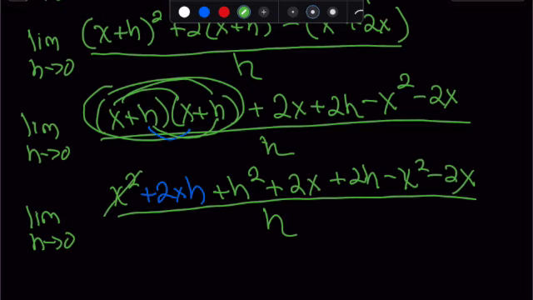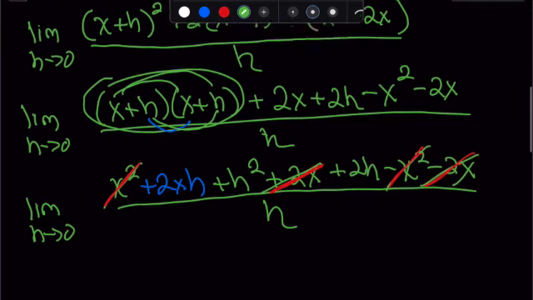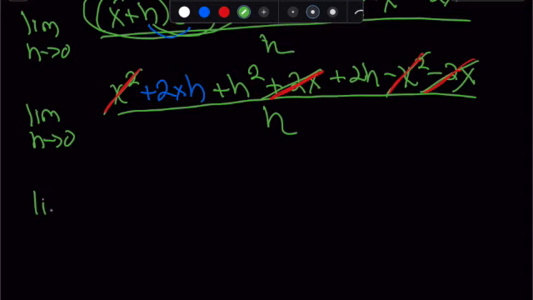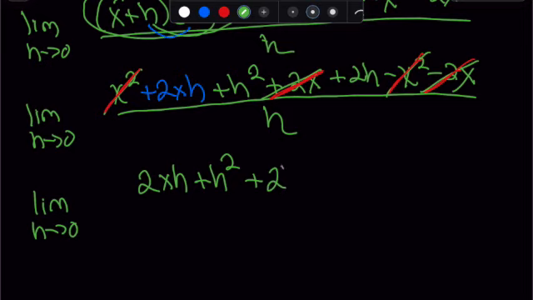So positive x squared, negative x squared, positive 2x, negative 2x. We should use a different color. So if you look at it now, the only terms left at the top are terms with h's in them. So the limit as h goes to 0, well, what's left at the top? 2xh plus h squared plus 2h, all over h.